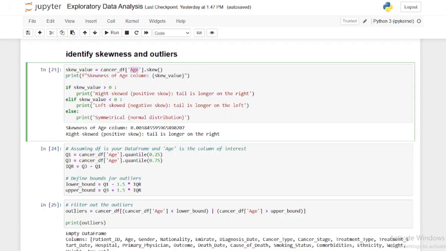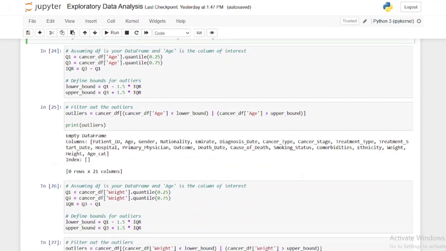So with this, we've been able to define our bounds for our outliers. Q1, which you've gotten using .quantile 0.25, minus 1.5 times your IQR, which is Q3 minus Q1. So you set your lower bound and your upper bound, and with this we can filter out our outliers. So you see, when I filtered out these outliers, it returned an empty data frame stating that we don't have any outlier for the age column.